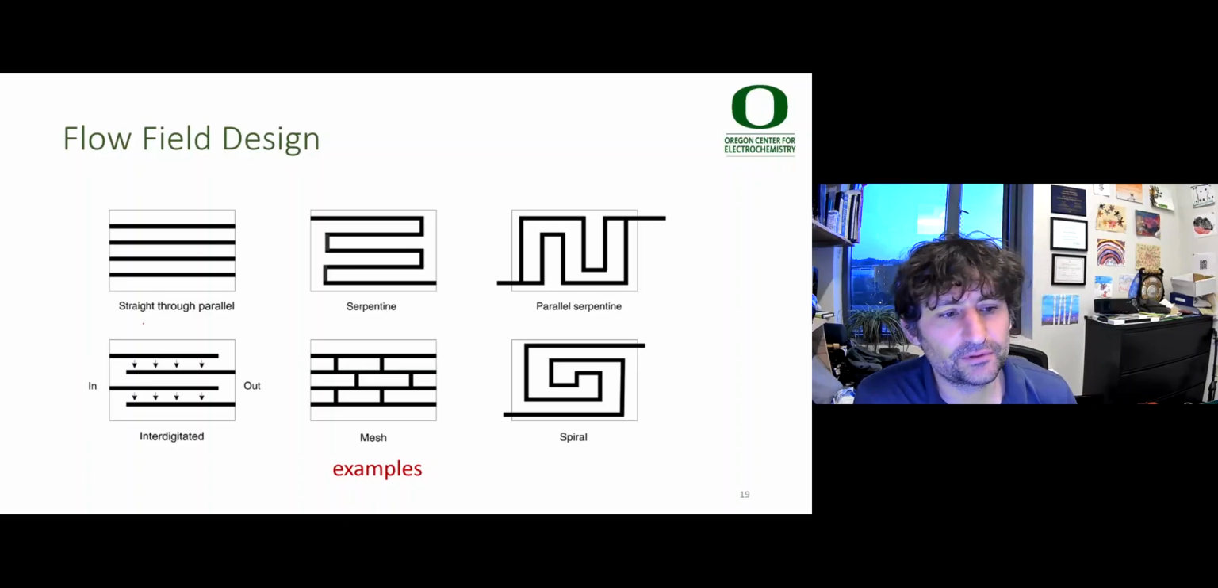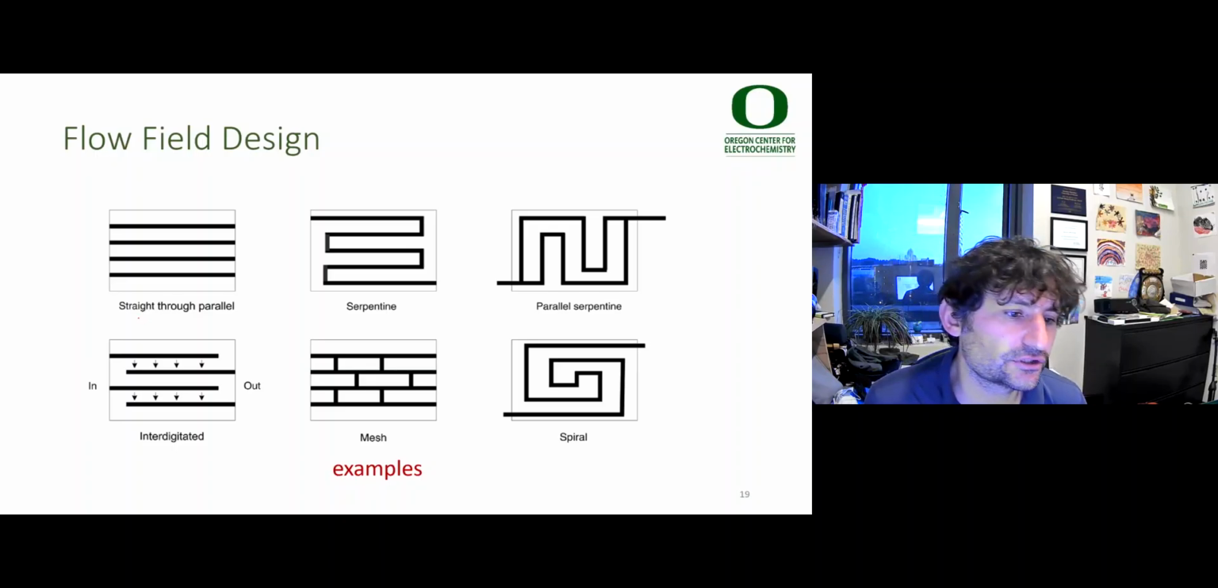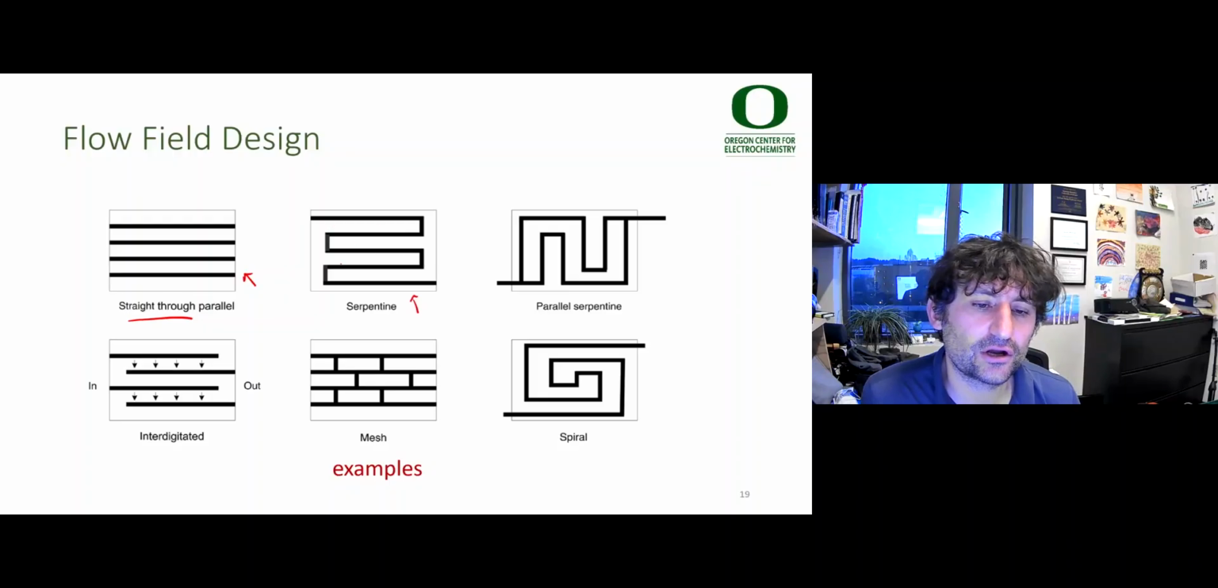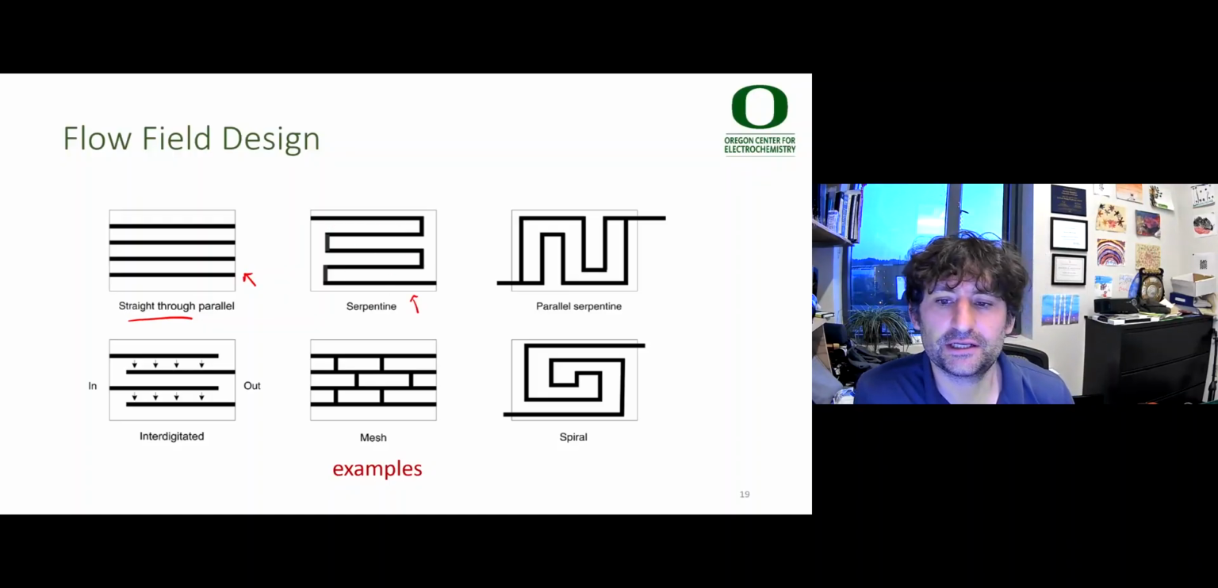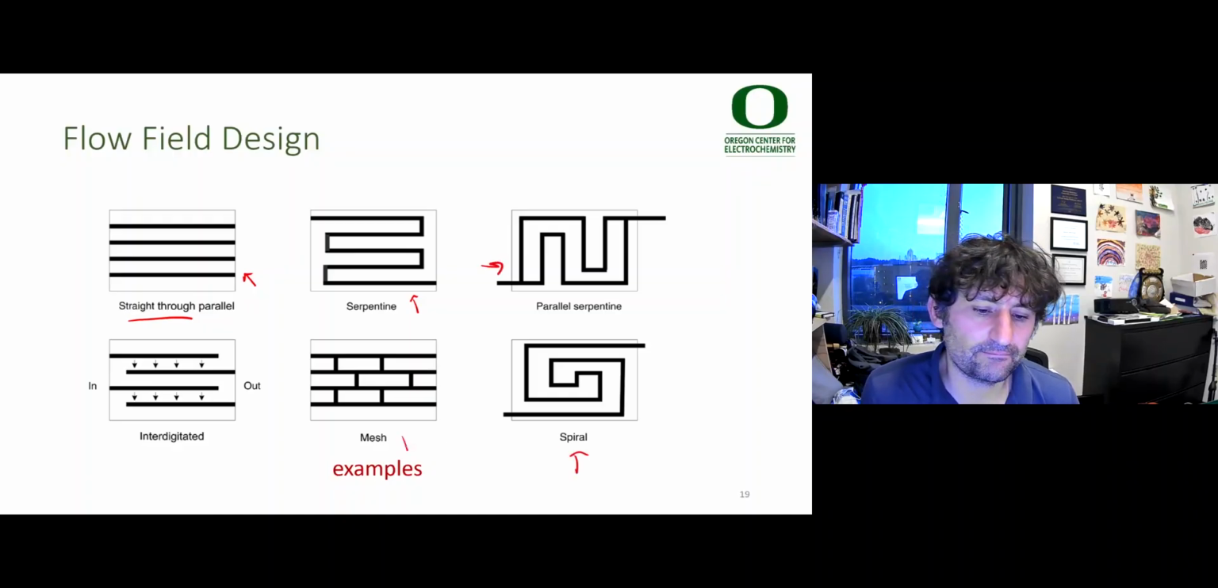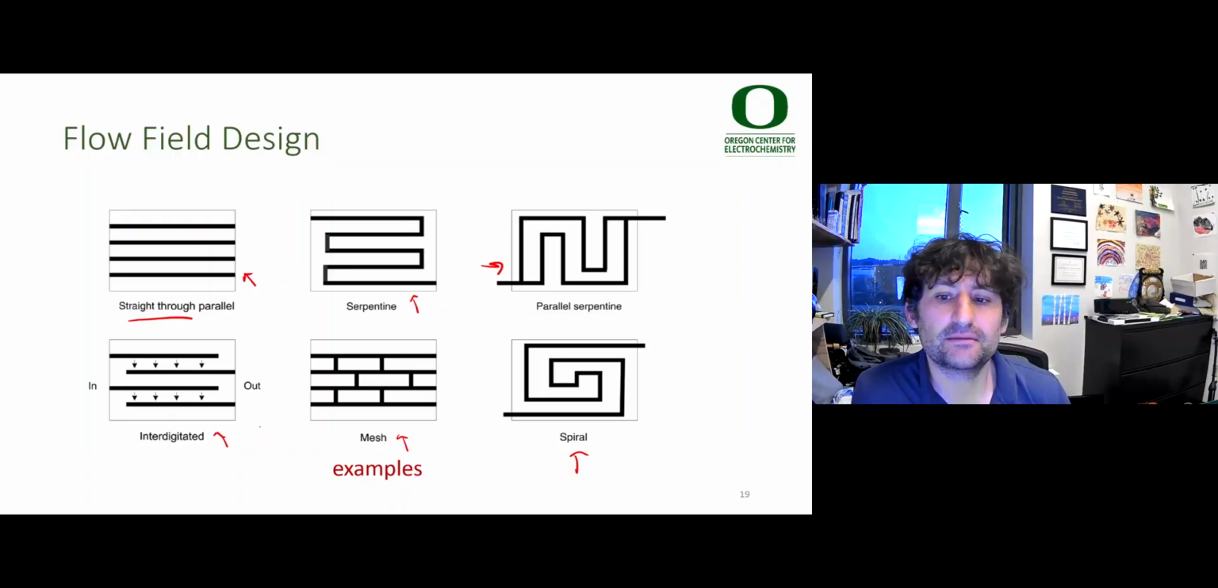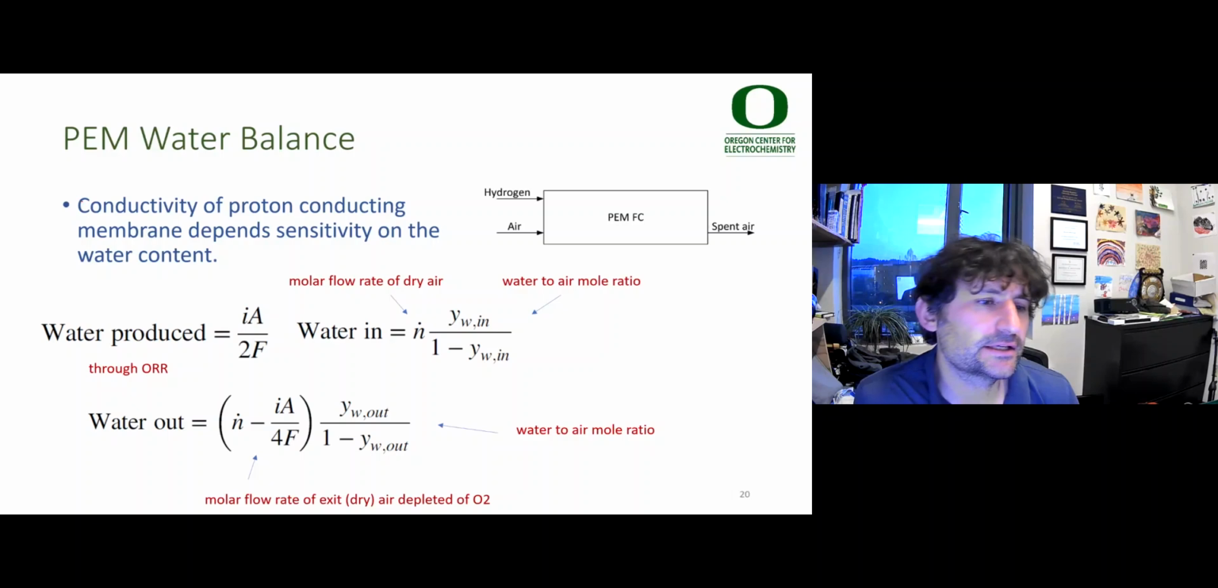Here's some more examples of flow field designs. This is a straight through parallel flow field. This is a serpentine flow field to have a larger chance for the flowing fluid, the oxygen and the hydrogen to interact. Parallel serpentine, spiral, a mesh, interdigitated. There's all sorts of different designs you can imagine. Serpentine are quite common. Now in such a fuel cell, we also need to think about the water balance.